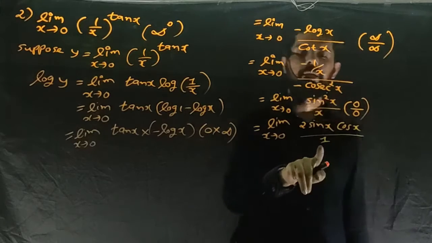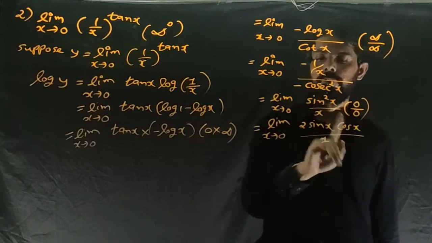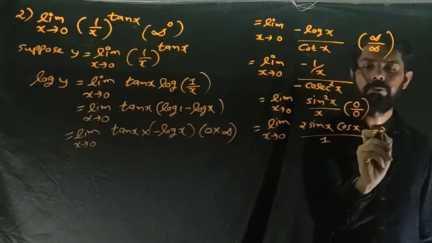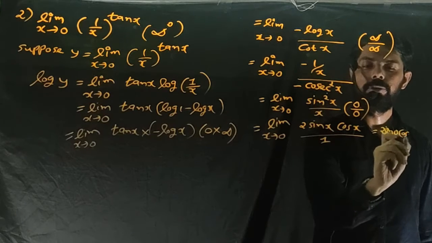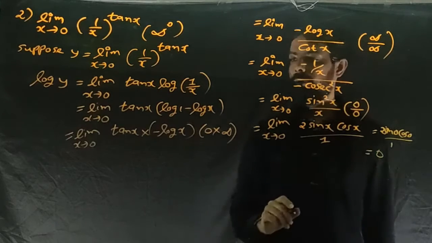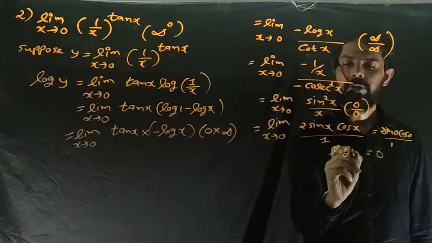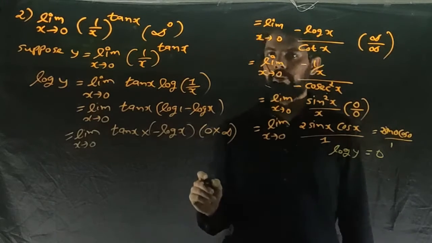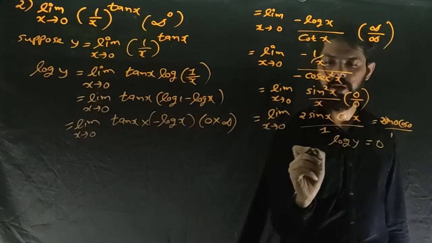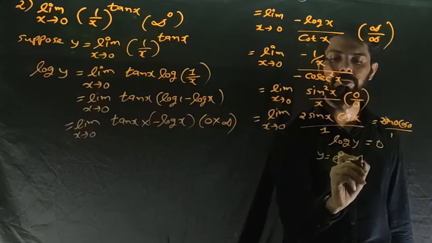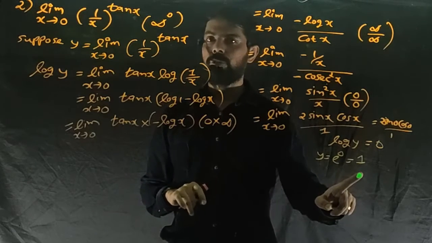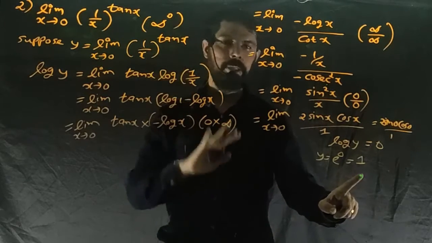Now as you can see, here we have obtained a non-zero value in the denominator, so we will replace x by 0. So here it will be 2 into sin 0 into cos 0 divided by 1, and we know that sin 0 is 0, so this will be 0. So we have obtained the value of log y equal to 0, but we will have to find the value of y. So y will be e raised to 0, and the value of e raised to 0 is 1. So the answer of this question is 1. So this way infinity raised to 0 form can be solved.